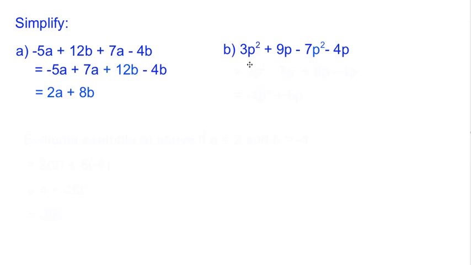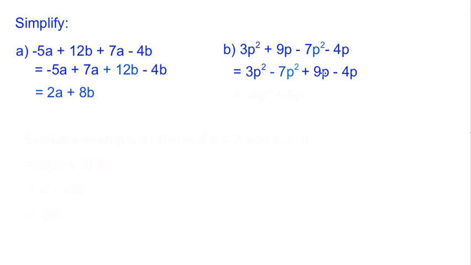Let's have a look at a slightly different example. In this example, we have some p squareds and some p's. We're going to group the like terms together. So here's a p squared term. We need to find another p squared term. Here it is right over here. Don't forget that negative 7 is part of the p squared term. So we're going to group those square terms together. 3p squared minus 7p squared. And then we can group the p terms together. The 9p and the minus 4p. So we group those together and we get this.